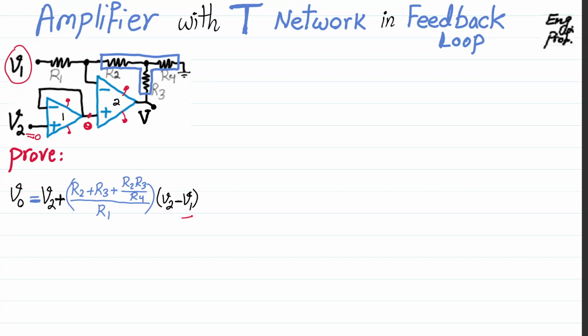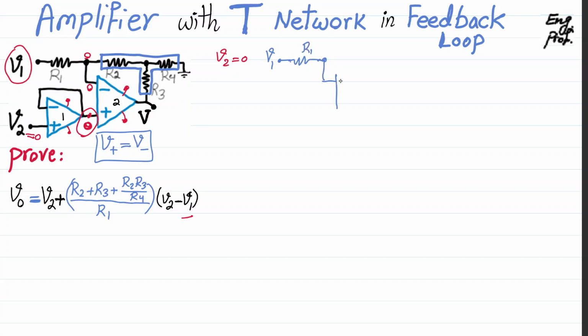Since virtual short is valid, assuming the op-amps are operating linearly, the voltage at the positive input terminal of the op-amp should be equal to the voltage at the negative input terminal. So if we have 0 here, then we should have 0 here as well. Knowing that, according to superposition I set V2 equal to 0 and I'm focusing on V1, the circuit looks like this then.